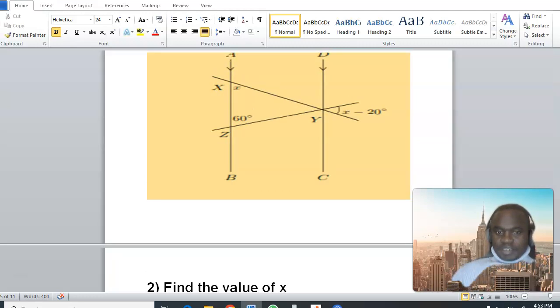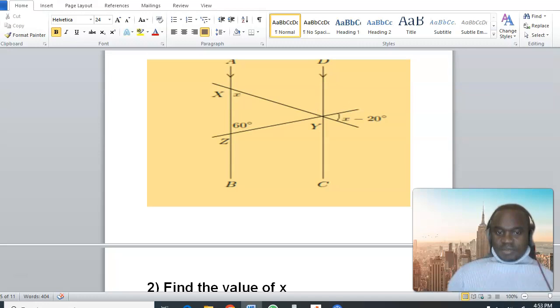Our next question is this one. The question says, find the value of x. They want you to find the value of x.